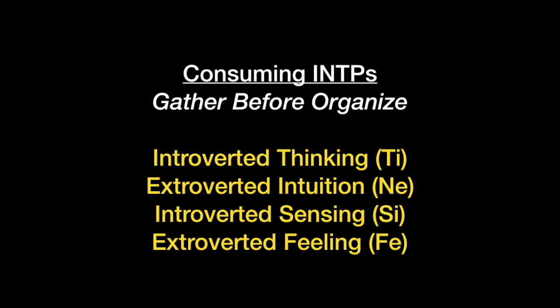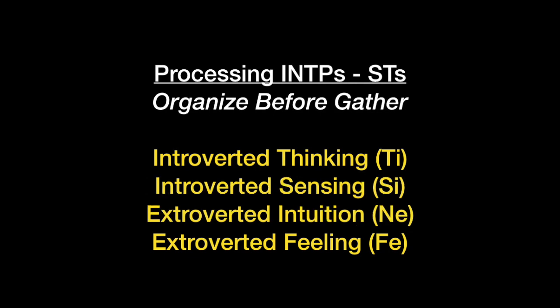The first type of INTP is the standard Myers-Briggs INTP, and we're calling them the consuming INTPs because the difference between them and the other type is that they are gathering information before then organizing that information. And so they're very good at that. Their problems are going to be in the people-tribe issues, the imbalance between their introverted thinking and extroverted feeling. But they're going to be good at gathering that NE concept and then organizing it into reality.